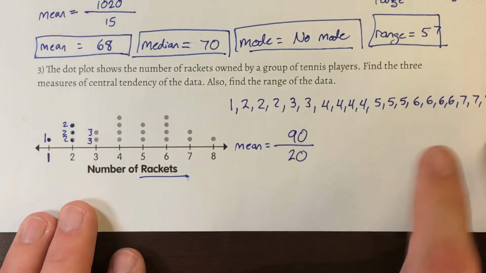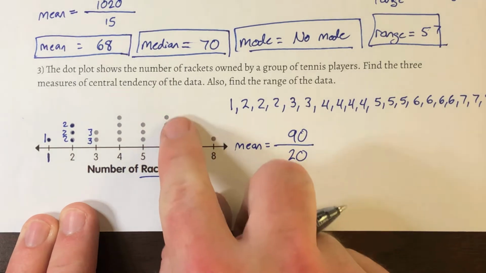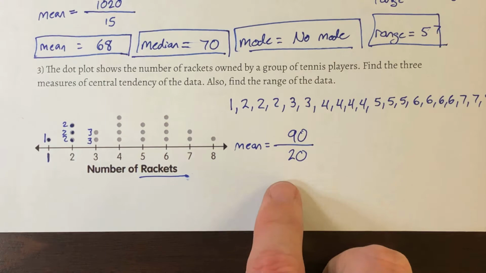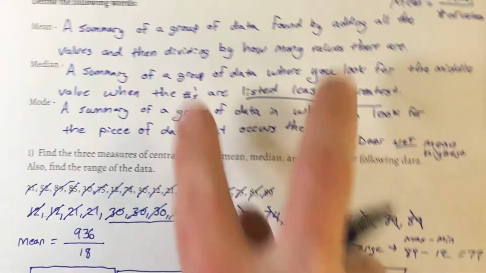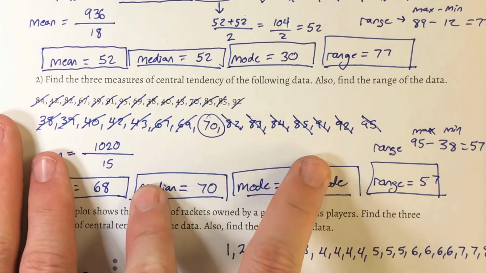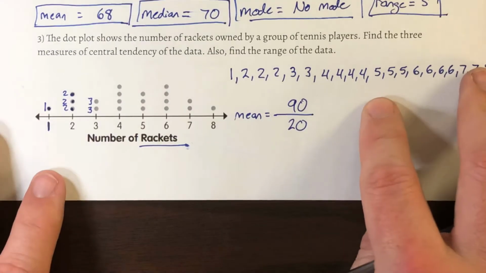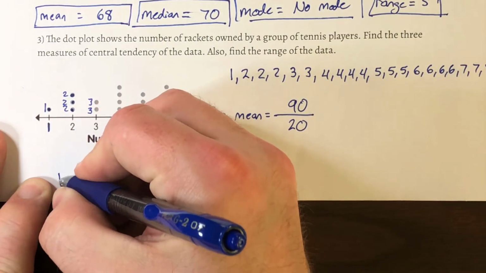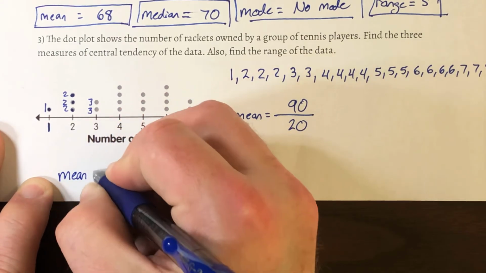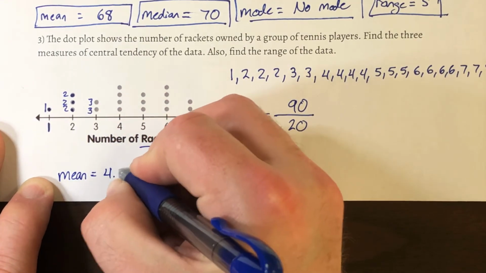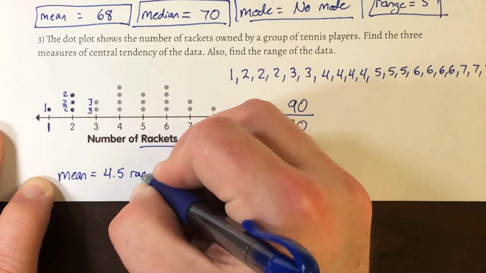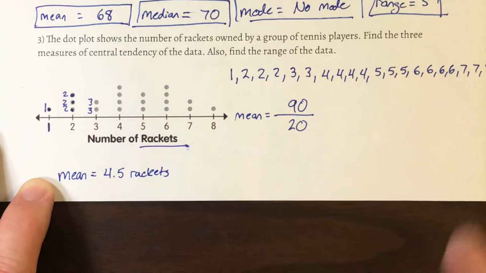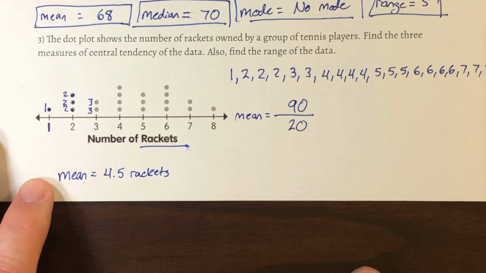Now, with this, we have a label. These numbers have a label. You got to put a label. Labels tell you what you're talking about. We didn't have any labels on these examples up here, so it wasn't necessary. But now we're talking about number of rackets. So our mean is not just 4.5, it's 4.5 rackets. So we're summarizing the number of rackets owned by these tennis players.